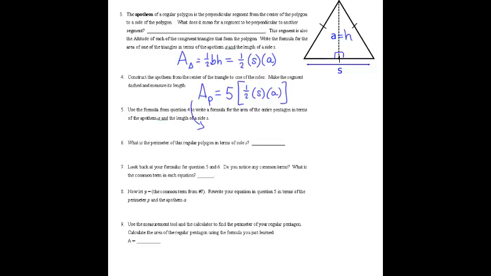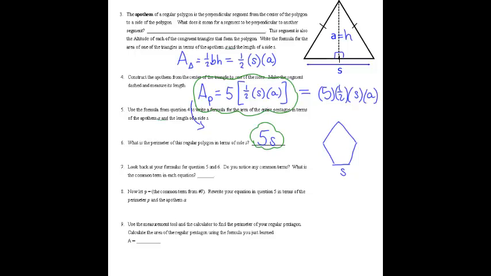What is the perimeter of this regular pentagon in terms of side S? If I wanted the perimeter of the pentagon, and we know that it has a side length of S, what is the perimeter of that pentagon? Hopefully that's not a challenge for you. That would be 5S. Then it asks you to look back at your formulas for questions 5 and 6. So this formula and this formula. And it's asking you to find any common terms and what the common terms are. Well, keep in mind this could also be written 5 times 1/2 times S times A. And so my common terms would be a 5 and an S.